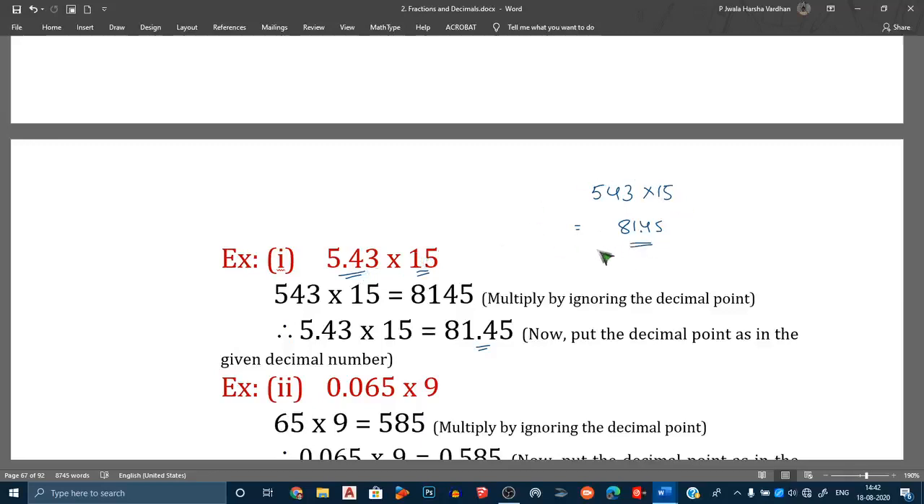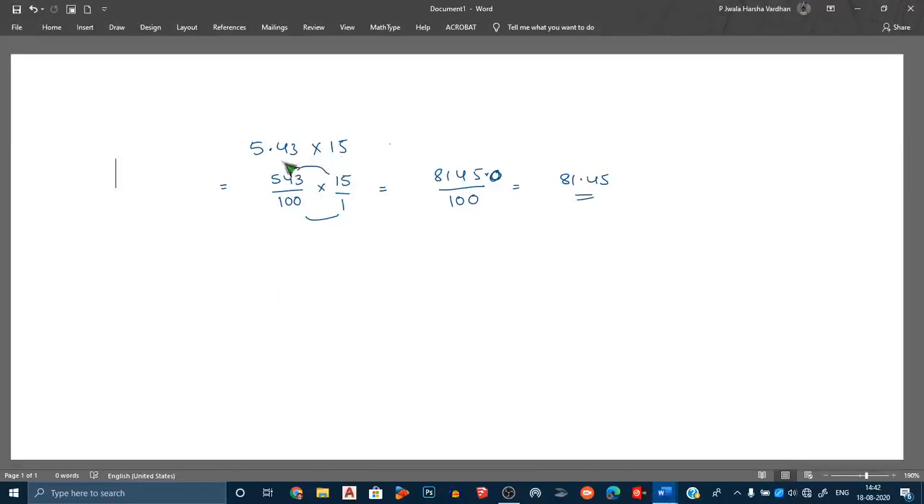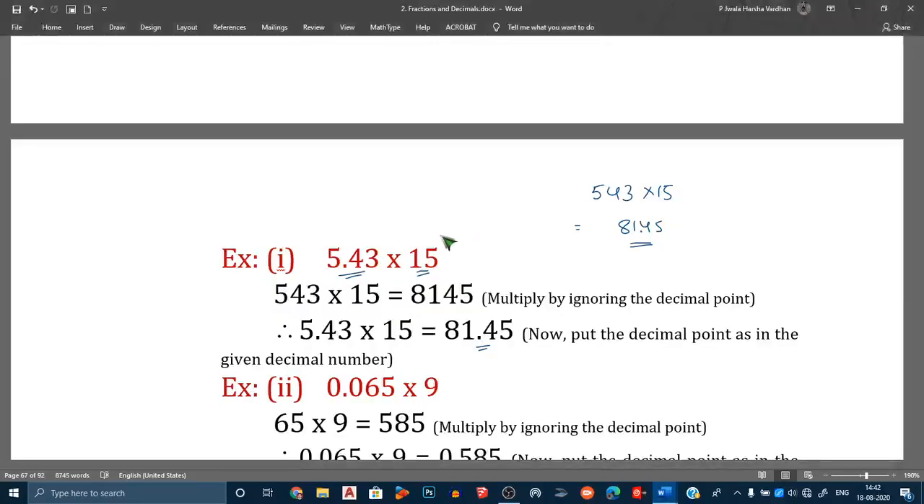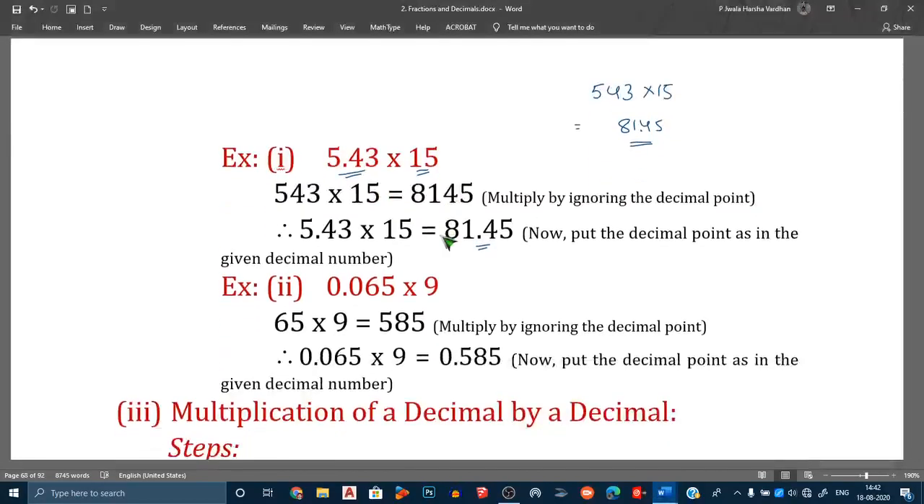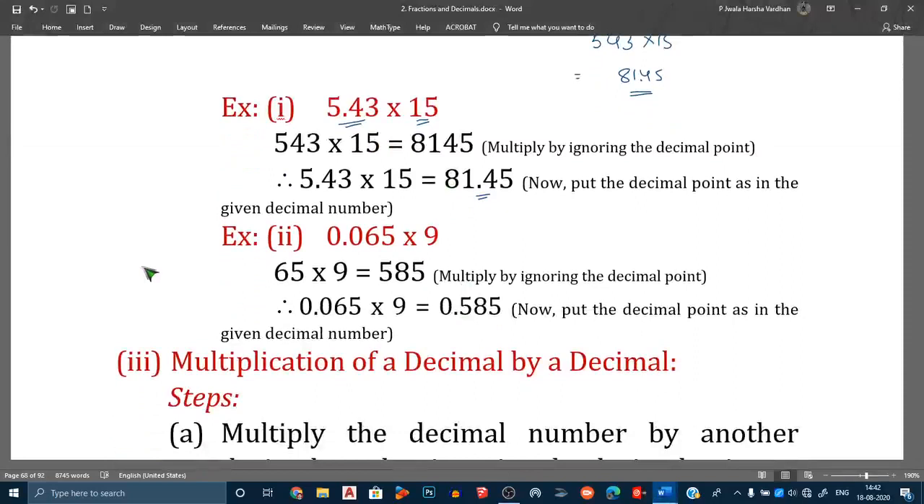This is one method. The second method is to convert the decimal number into the form of a decimal fraction and multiply these two. After multiplication, you will get a decimal fraction. Now simply you can put the decimal point depending upon the number of zeros in the denominator. Okay, so this is one more method. Both methods you can use, whichever is easy for you.